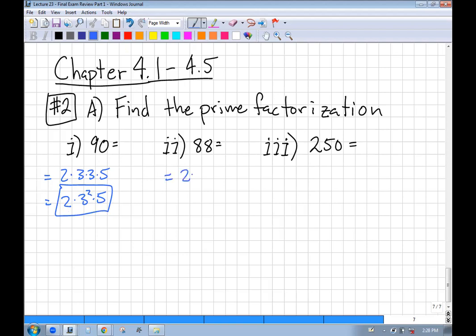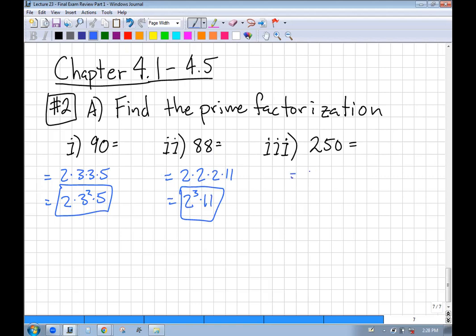88 is 2 times 44. 44 is 2 times 22. 22 is 2 times 11. I write this as 2 cubed times 11. Okay, so here, yes, this is how I'm showing my work.